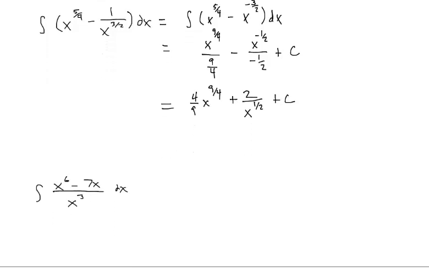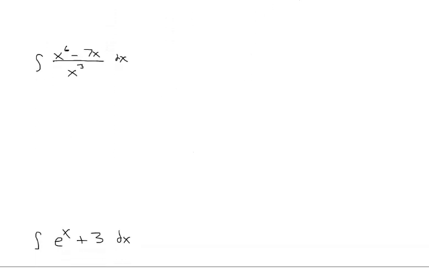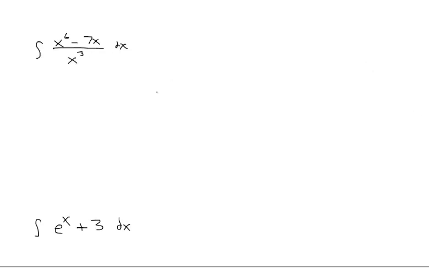The next example I have is the integral of x to the 6th minus 7x, all divided by x cubed. And I'm going to rewrite this without the fraction. So I'm going to have the integration, and here I have x to the 6th divided by x cubed gives me x cubed, minus I have 7x divided by x cubed, giving me 7x to the negative 2 dx. And now I'll use the power rule. So we add 1 to the exponent, x to the 4th divided by the new exponent, 4, minus 7x to the negative 1 divided by negative 1 plus c.